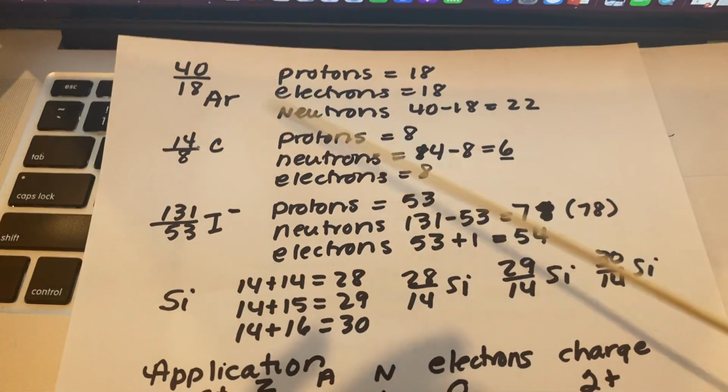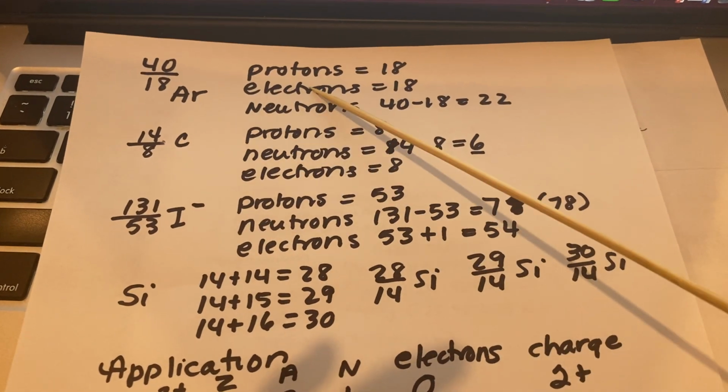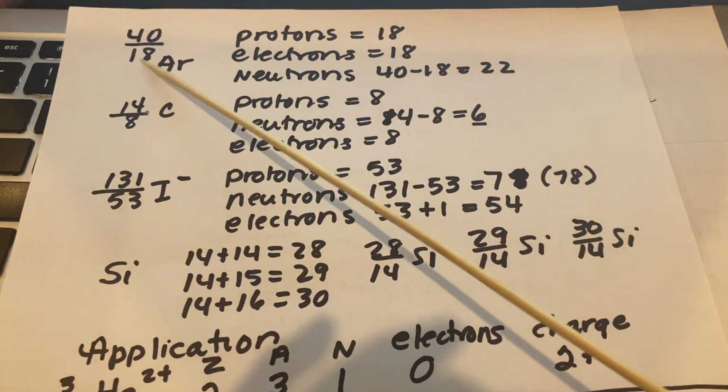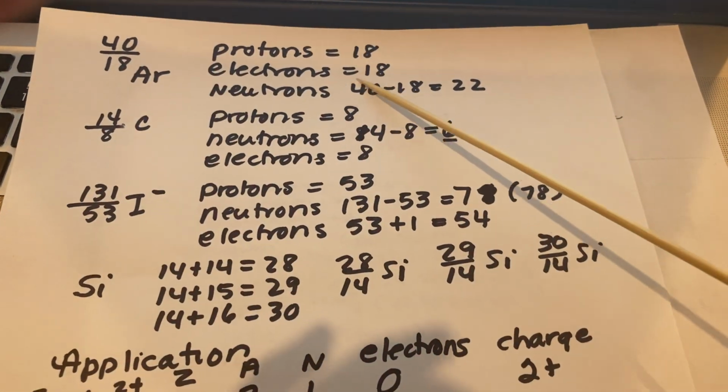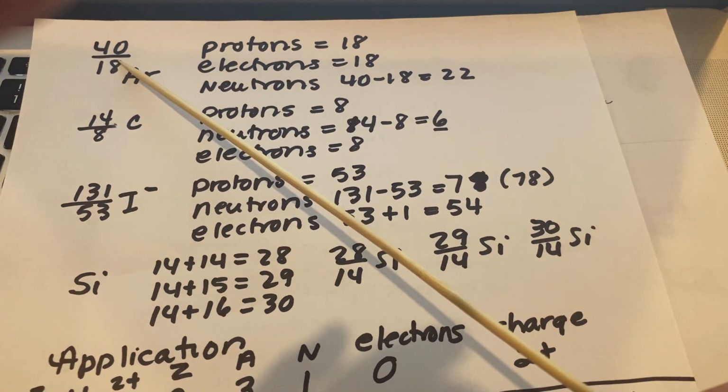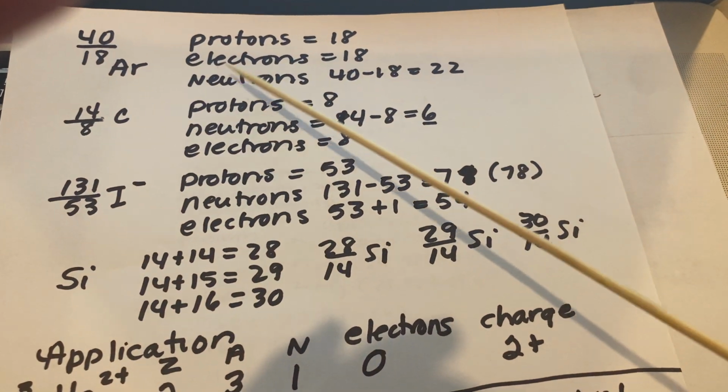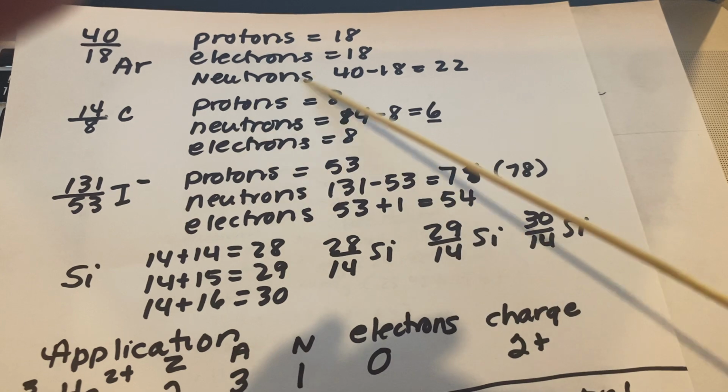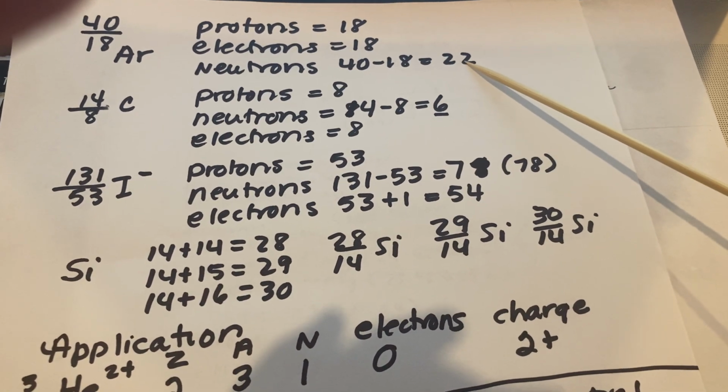So we have argon, 40 over 18, 18 protons. You're going to have 18 electrons. How many neutrons are you going to have? You're going to have 40 minus 18, which is 22 neutrons.